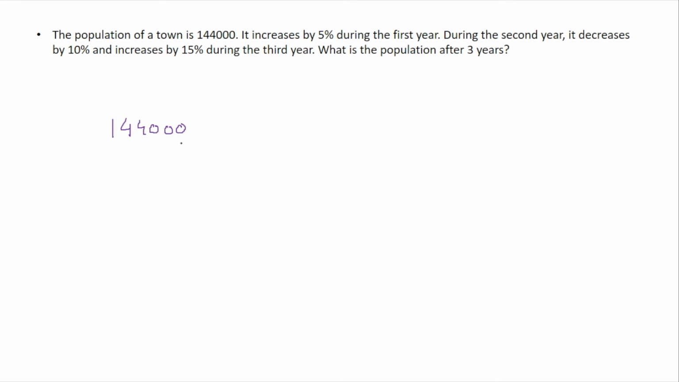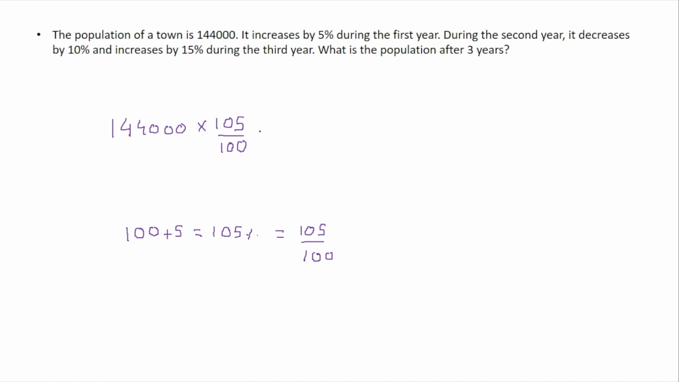144,000, and it was increased by 5% in the first year. So first year you can take 100%. Every person is 100%, right? There is an increase of 5%, so increase means you will add 5. So this will be 105%, right? So 105% means what? 105 by 100, right? So you can simply multiply it by 105 by 100. This will be for first year because there is an increase of 5%.